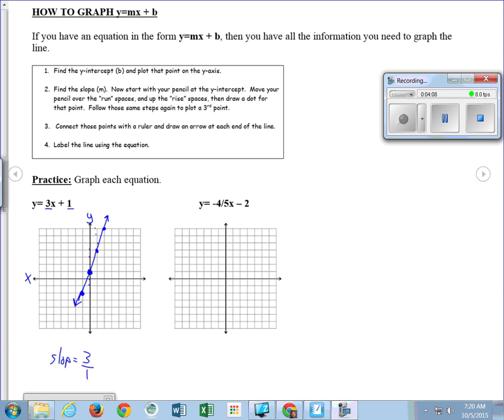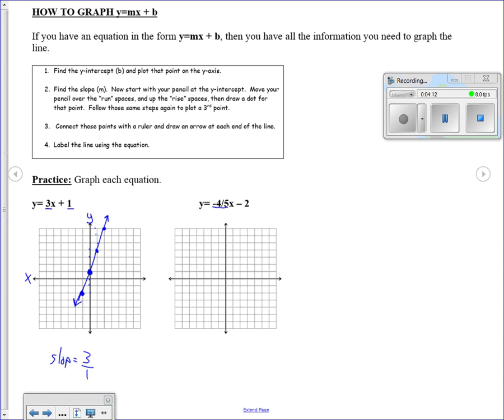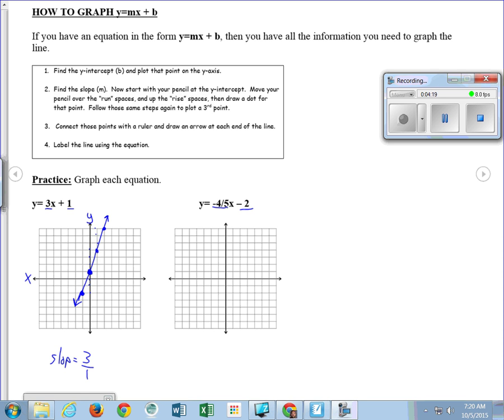Going on to the next one. We have a slope of negative 4/5 and a y-intercept of negative 2. Remember, whatever sign is in front of the y-intercept goes with that number. So our y-intercept in this case is negative 2.